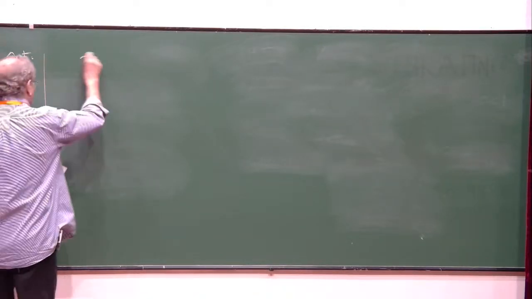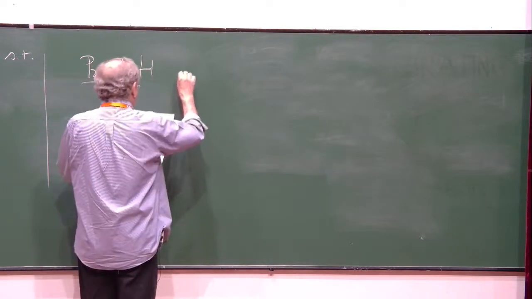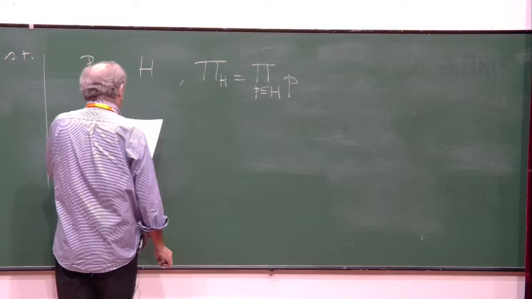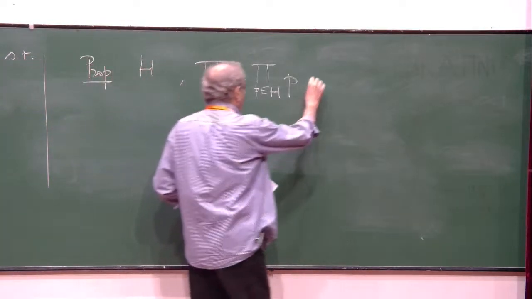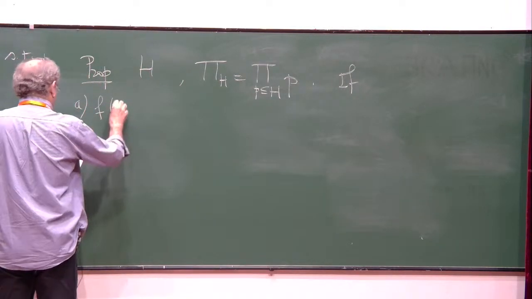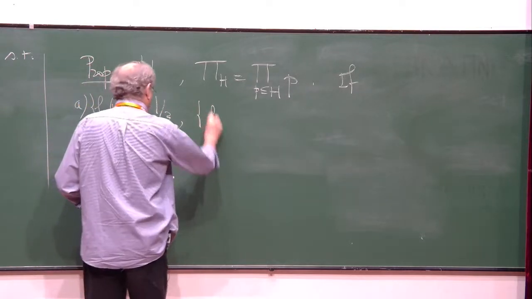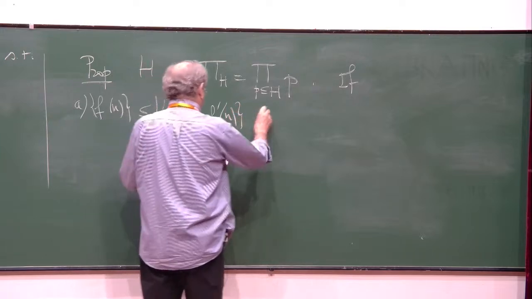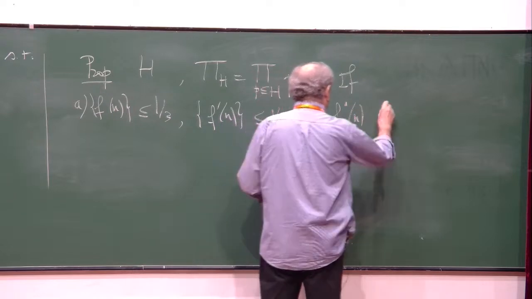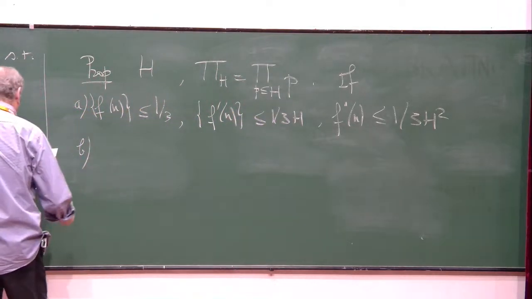So maybe, to understand that it's not a complete black box, we take h, which is given, and we write p_h to be the product of the primes up to h. And then you have the following: if we have A, f of n is less than 1/3, f prime of n is less than 1/3h, f double prime of n is less than 1/3h squared. So I will explain why you have this.